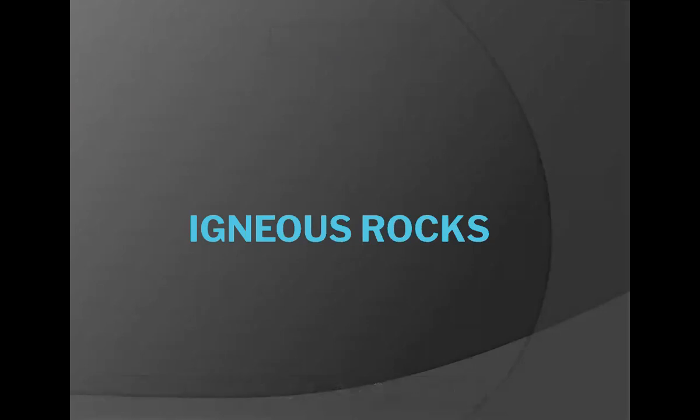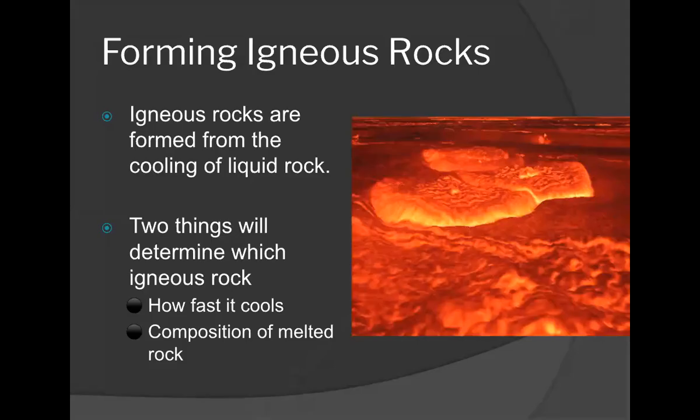So new unit, unit 4, and this is on the lithosphere. Okay, so we're going to talk about the different types of rocks, and we're going to talk about the rock cycle. So the first one we're going to talk about is the igneous rock. Okay, so igneous rocks, there are different types of igneous rocks. So the first we're going to talk about are how they form. Igneous rocks are formed by the cooling of liquid rock.